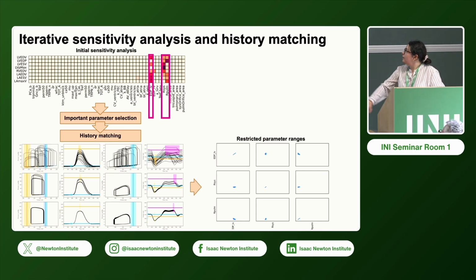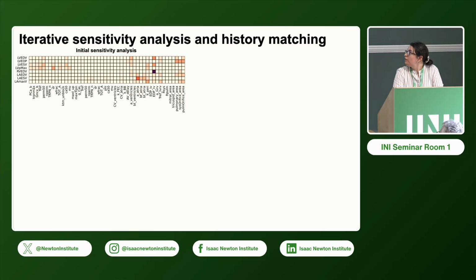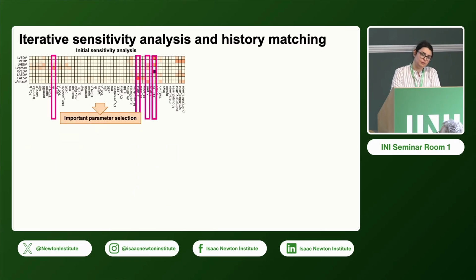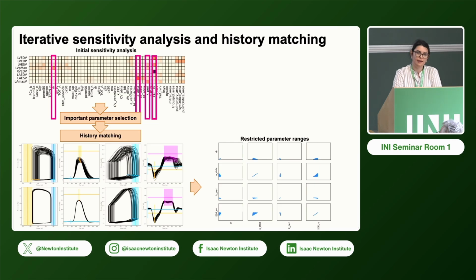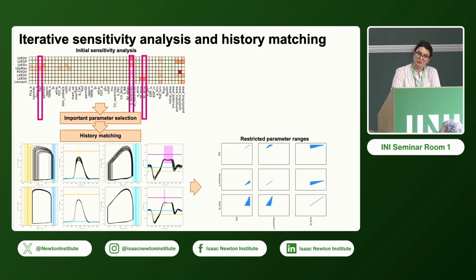And as you can see, the parameter ranges get restricted quite a lot. And so because the GSA is dependent on the parameter range, these parameters disappear. Now they're not important anymore. And then we can go around again with this new sensitivity analysis, select different important parameters, perform history matching again, restrict GSA. And we can go around as many times as we want.